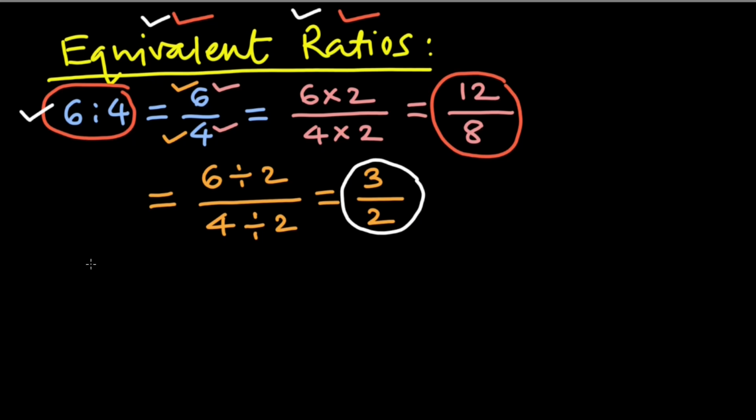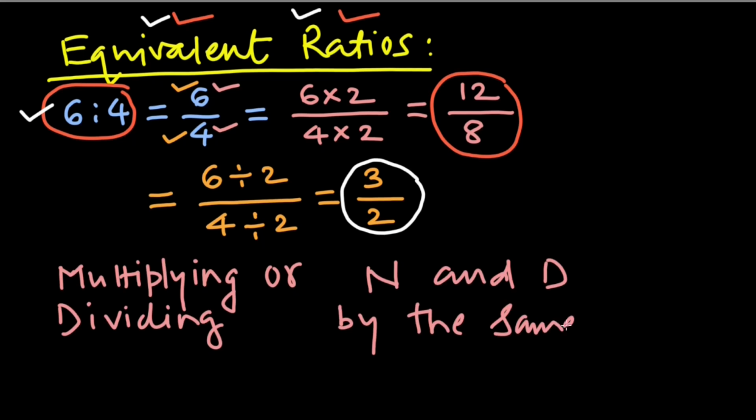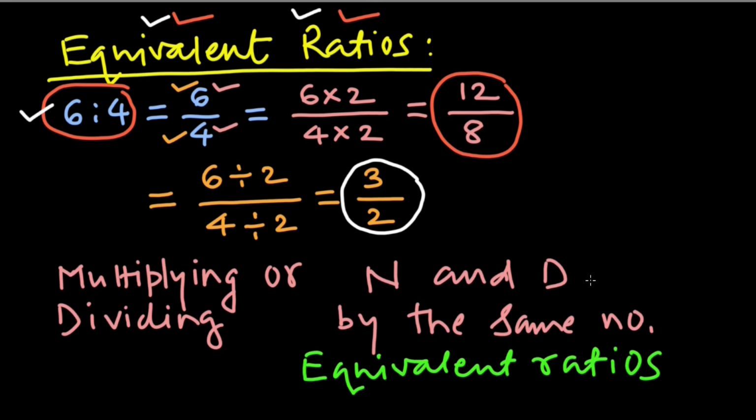So therefore, by multiplying or dividing the numerator and denominator by the same number, we get equivalent ratios. Thus, we can get innumerable equivalent ratios of a given ratio.